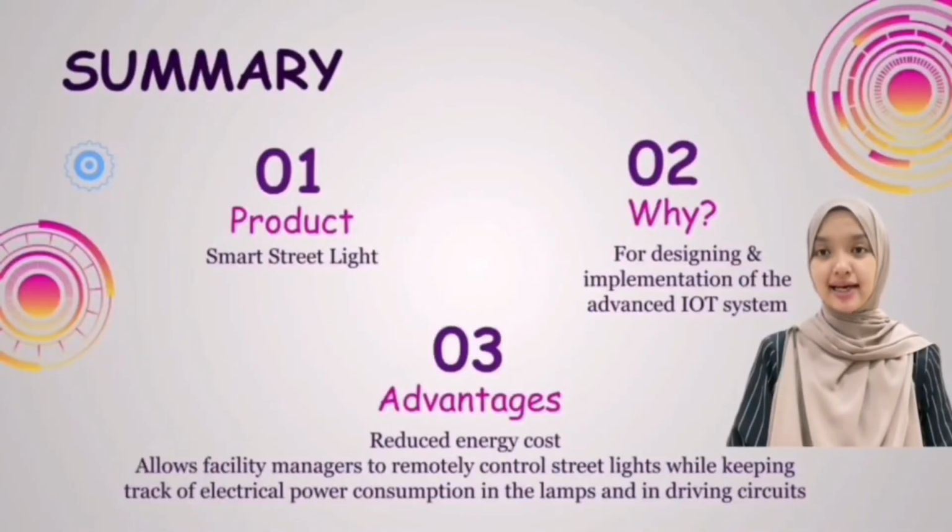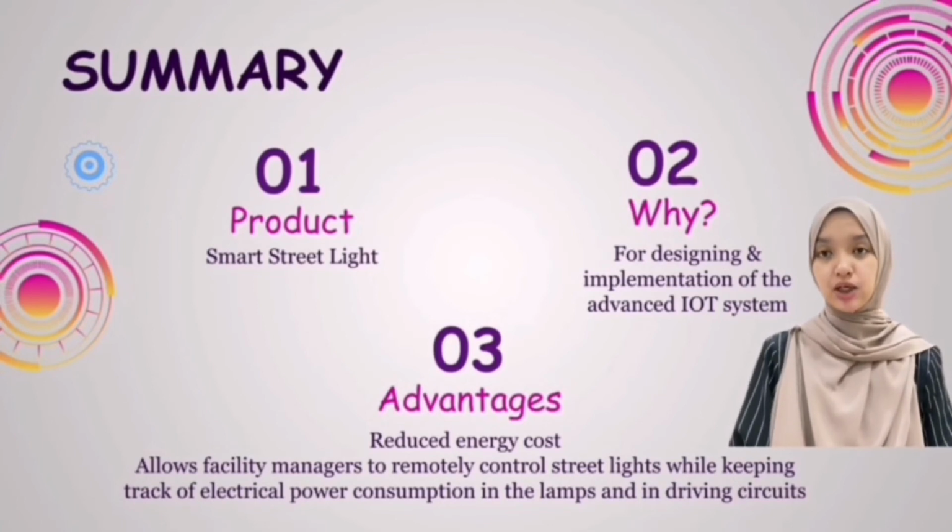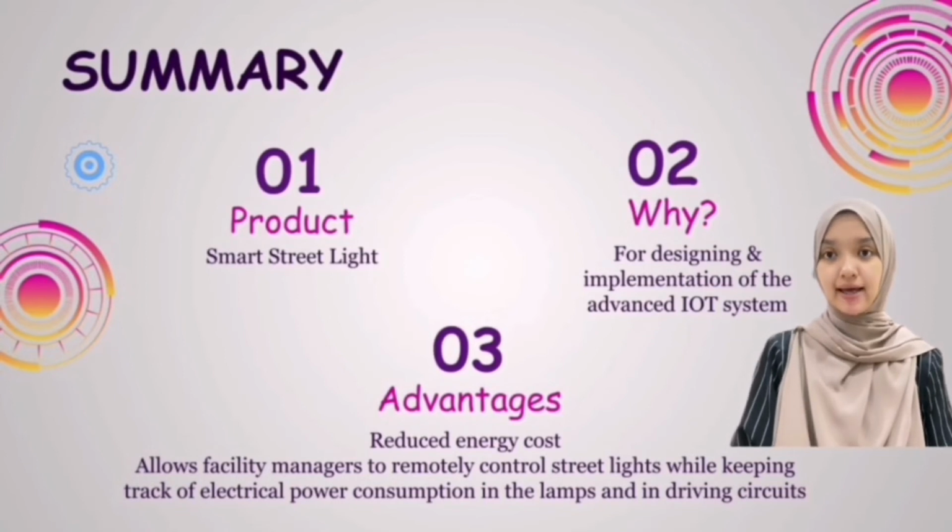Our group has decided to produce a project called Smart Street Light. Why did our group choose this project compared to the others? This is because our project aims at the design and implementation of an advanced IoT system. Besides, usually at night, people use the street light less, especially in urban areas. So this project can reduce energy costs and allows facility managers to remotely control the street light while keeping track of electrical power consumption in the lamps and also in the driving circuit.